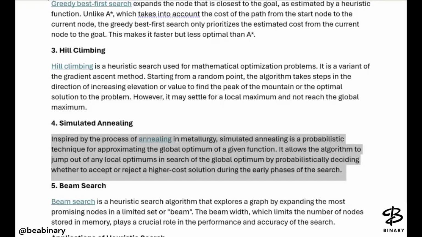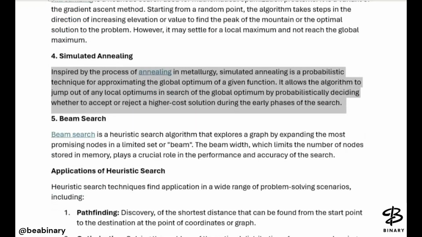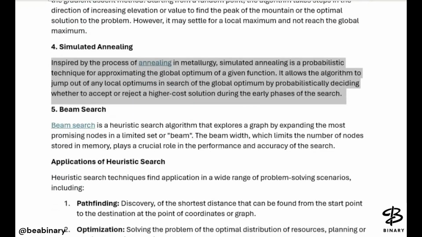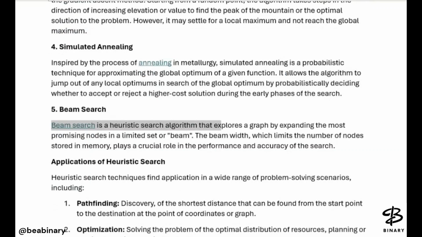Then the beam search technique is also there. Beam search is a heuristic search algorithm that explores a graph by expanding the most promising nodes in a limited set, or a beam, and the beam limits the number of nodes stored in memory. It plays a crucial role in the performance and accuracy of a search. Simply, we are talking about a block of nodes that comes under the local memory here. We are talking about beam search, right?